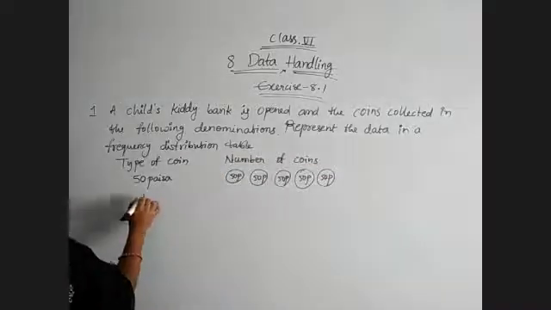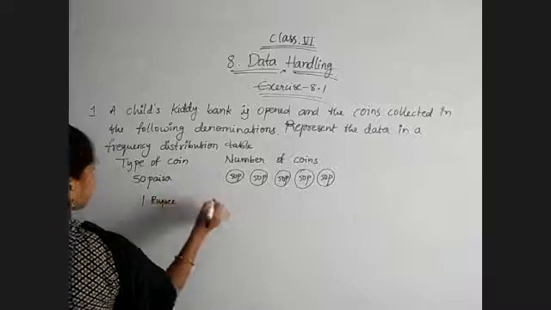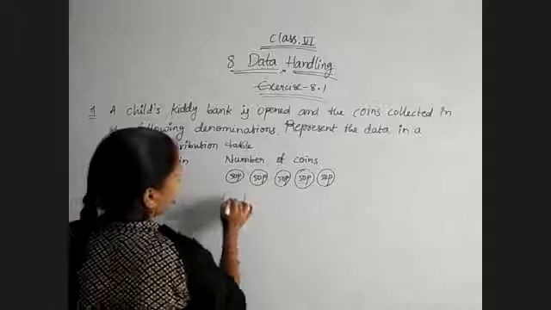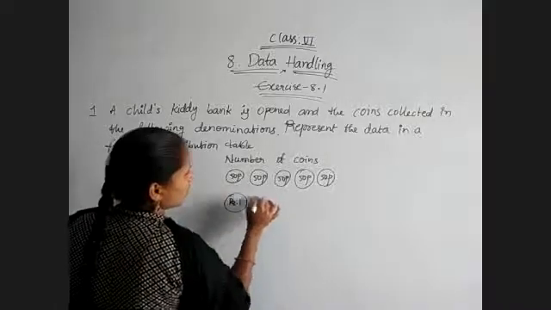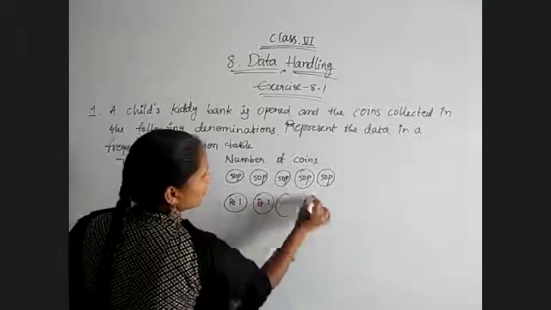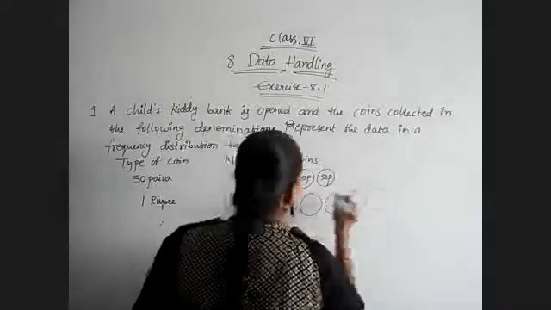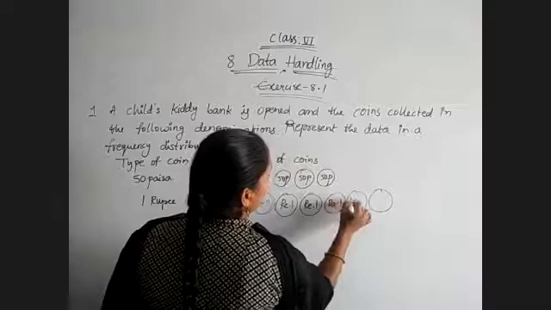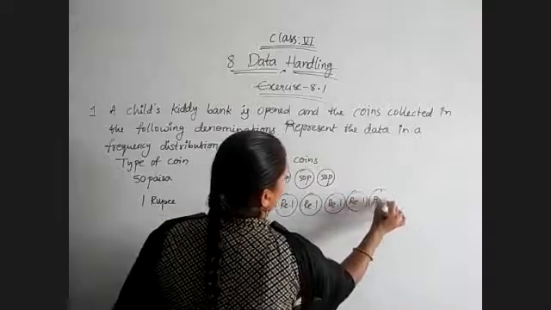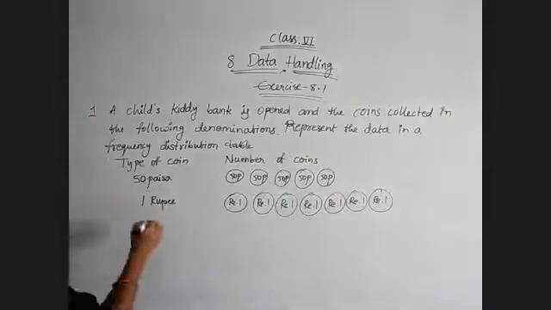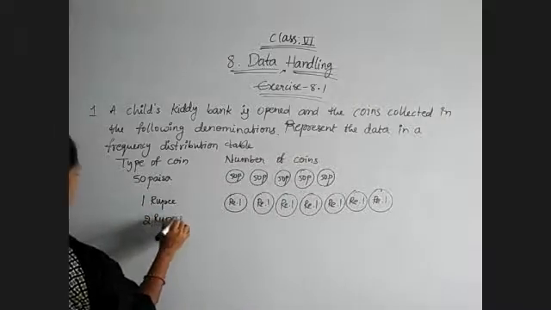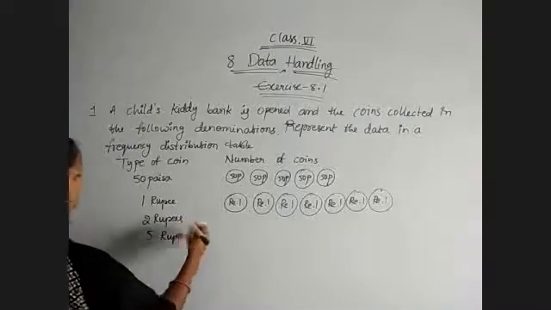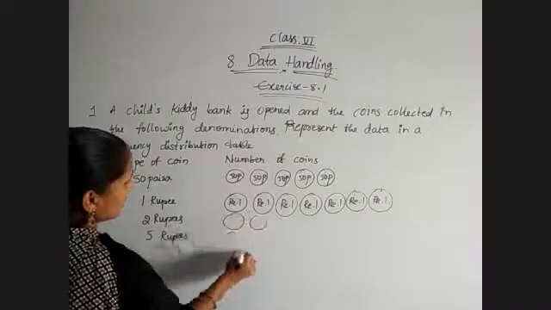Next type of coin is 1 rupee. 1, 2, 3, 4, 5, 6, 7 given. Next, 2 rupees. And thirdly given 5 rupees. 2 rupees, 2 coins given. 5 rupees, 1 coin given.